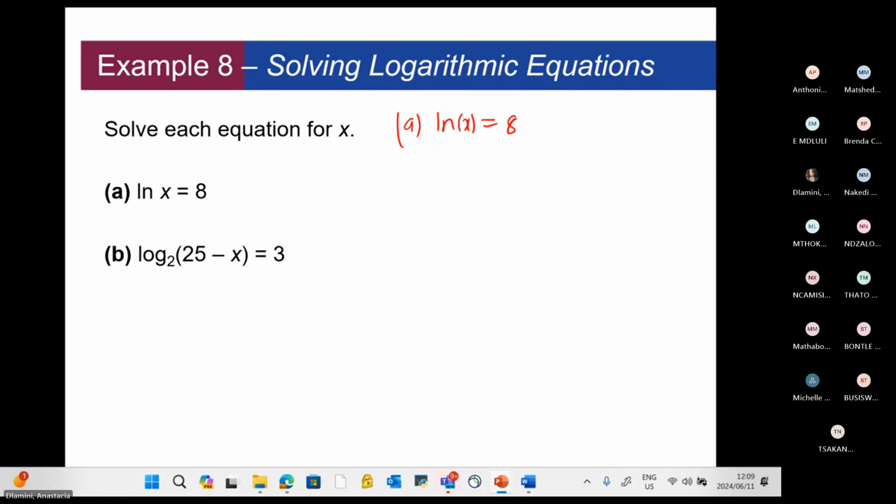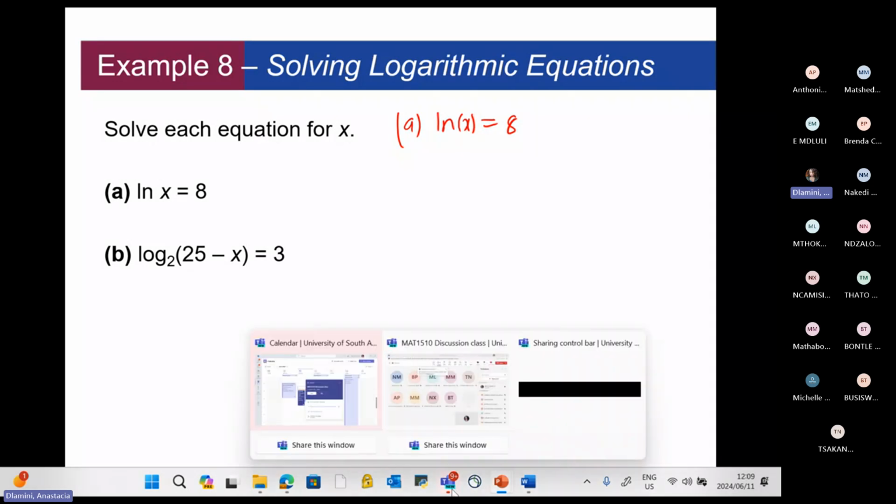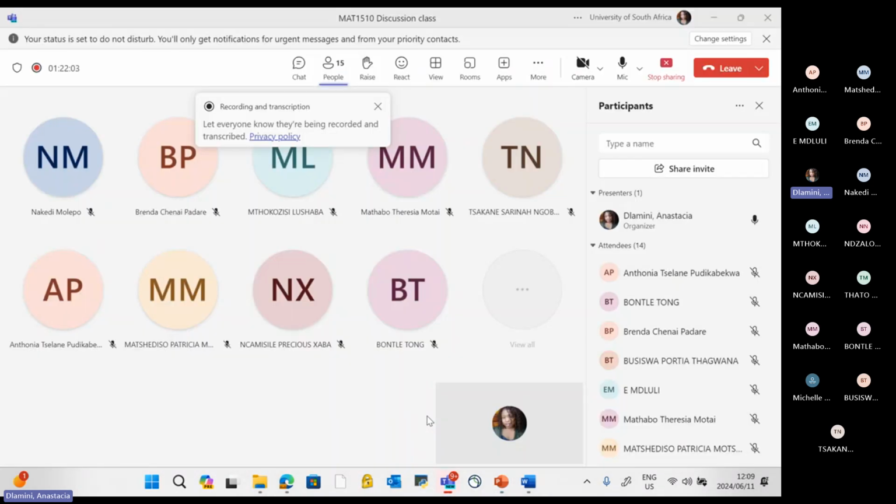Guys? Hello? Yes, ma'am. How are you going to do that? I'm giving you 30 seconds to discuss it. I don't want you to use the property. I want you to use those steps where you change to the exponential form.